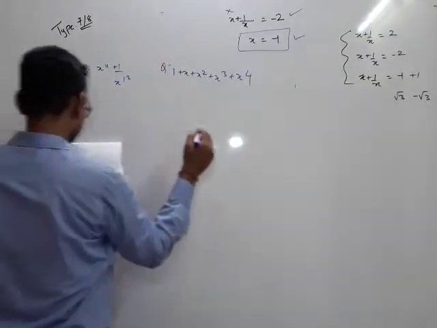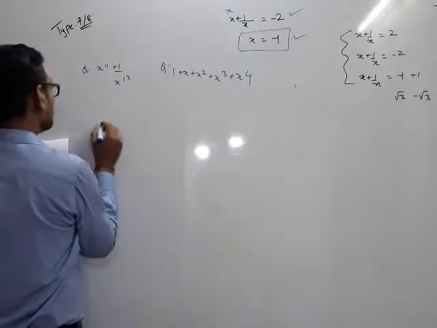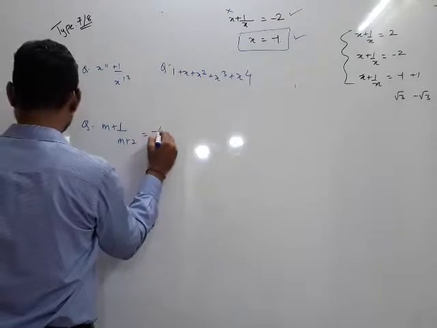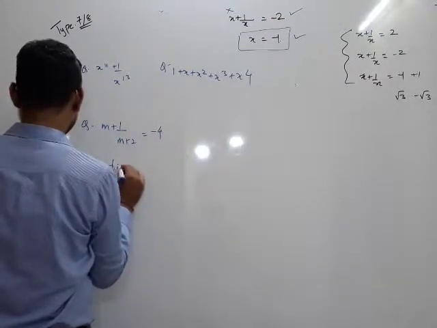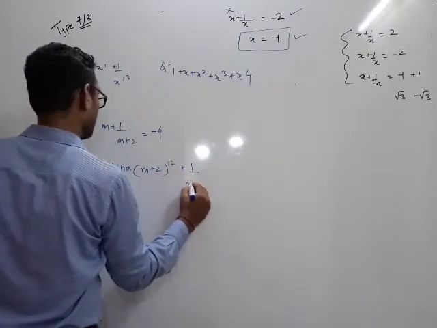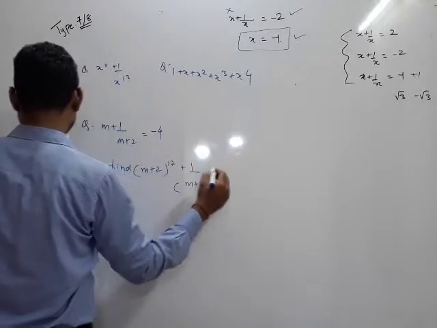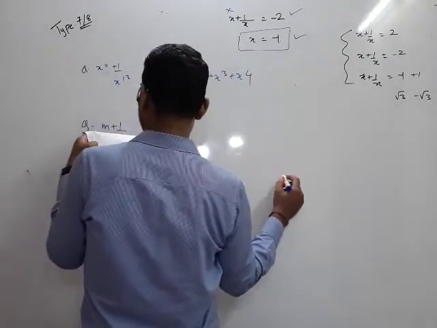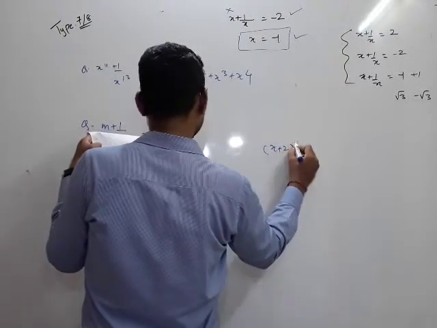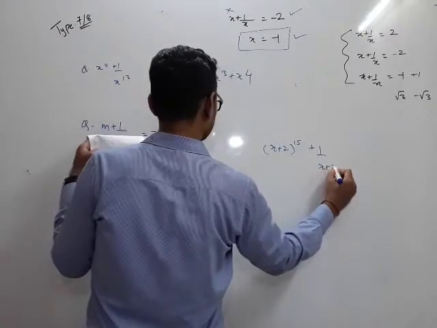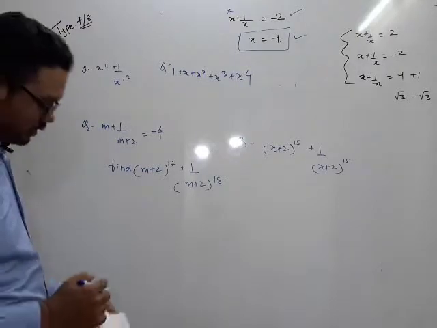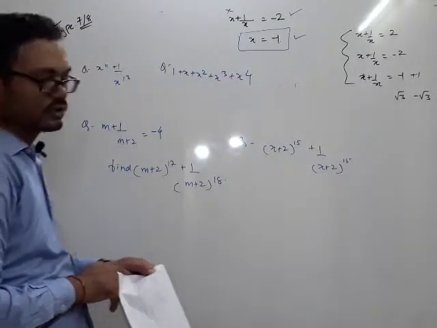Another question: m plus 1 by m plus 2 is minus 4. Find m plus 2 raised to 17 plus 1 upon m plus 2 raised to 18. And x plus 2 raised to 15 plus 1 upon x plus 2 raised to 15. These are the 4 different types of questions we'll be doing in a similar manner.